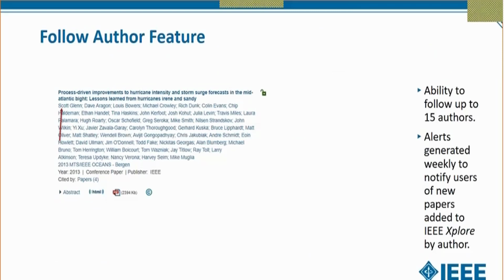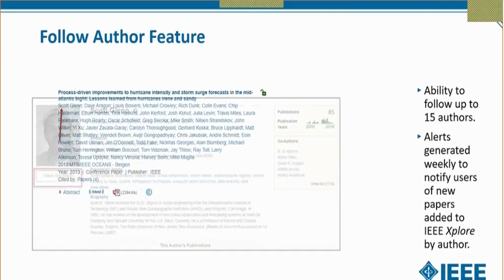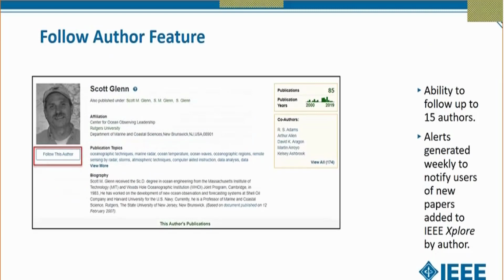So what does the author feature look like? You found a document on Xplore. You'd like to know more about one of the authors. Click on the author's name. It will bring up the author profile. It will tell you other variations that the author publishes under for their name, their affiliation, their publication topics, their biography, their publications, their co-authors. Interesting, by the way, if you're doing an interview with somebody, to find out what their author profile lists on IEEE Xplore.